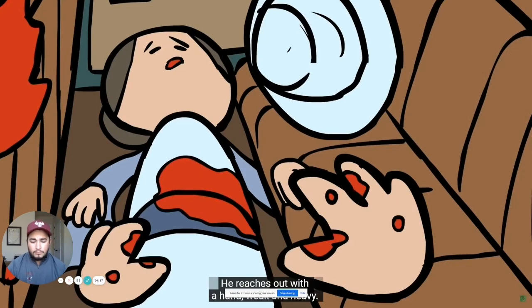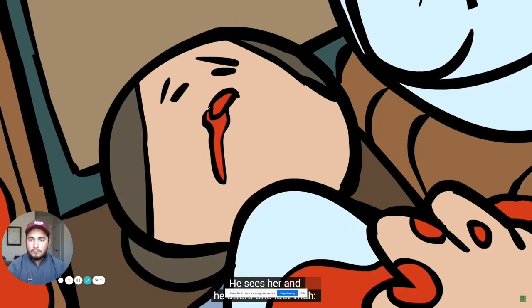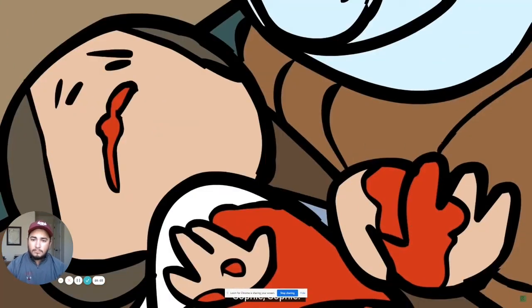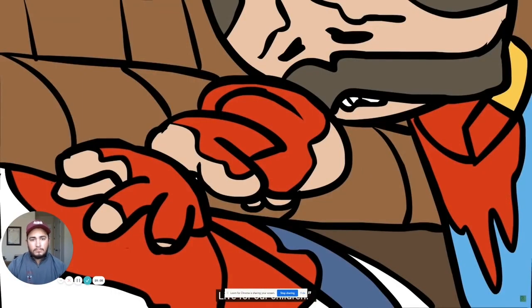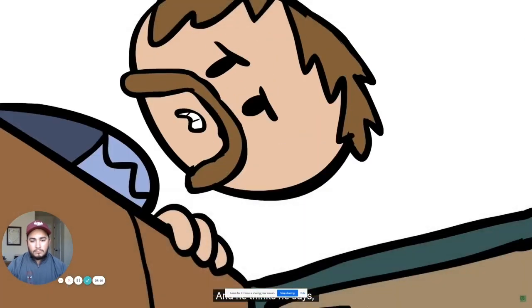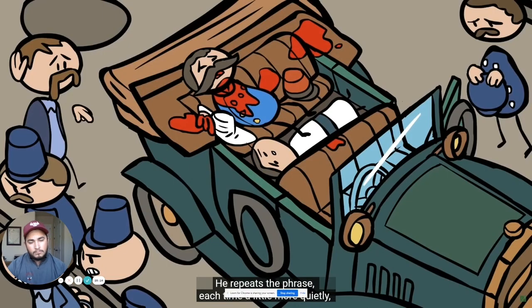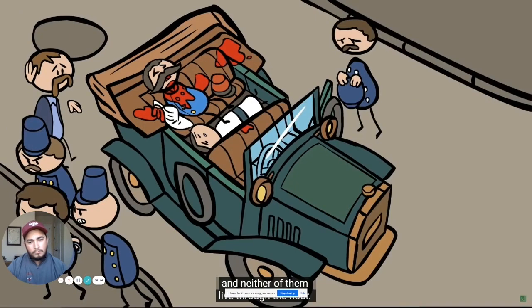He reaches out with a hand weak and heavy. Something's wrong with his neck, he can't quite think straight. He sees her and he utters one last wish. "Sophie, Sophie, don't die. Live for our children." A man leans over him and asks if he's badly hurt, and he thinks he says, "It's nothing. It's nothing." He repeats the phrase, each time a little more quietly, and neither of them live through the hour.